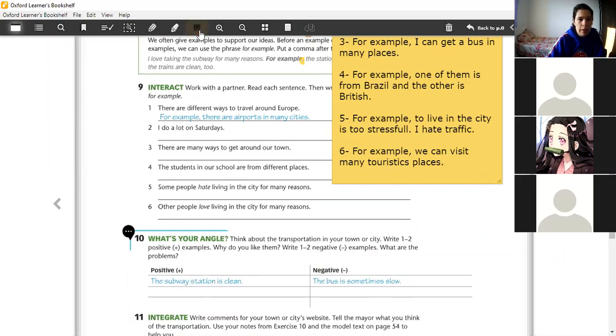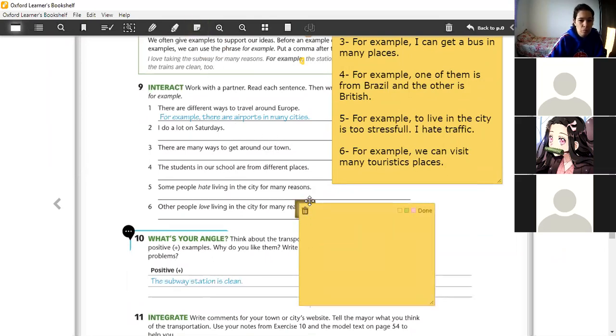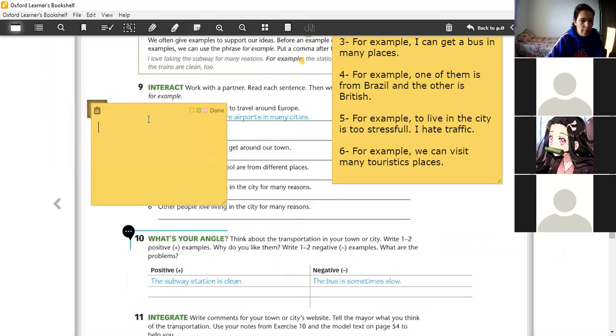Let's talk about the train. What can we say about the train? Positive. Number 10. Positive. The subway is fast. Ele já falou do subway. Vamos falar do trem agora para ficar diferente.